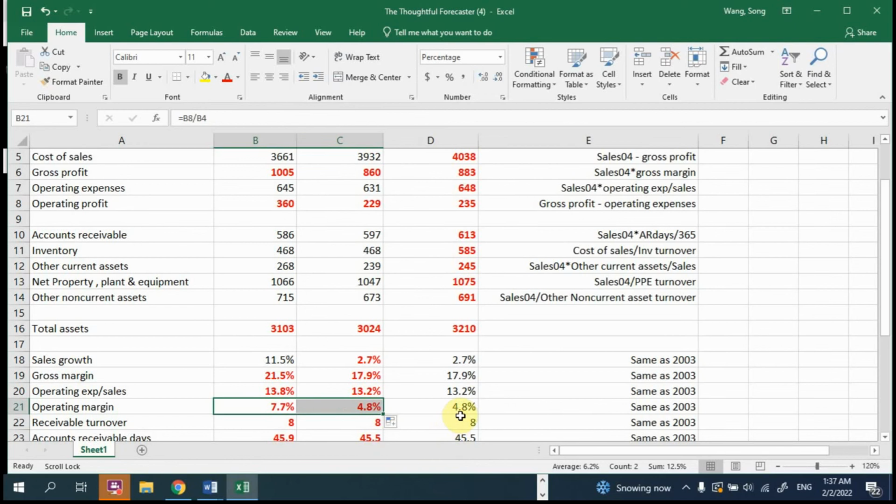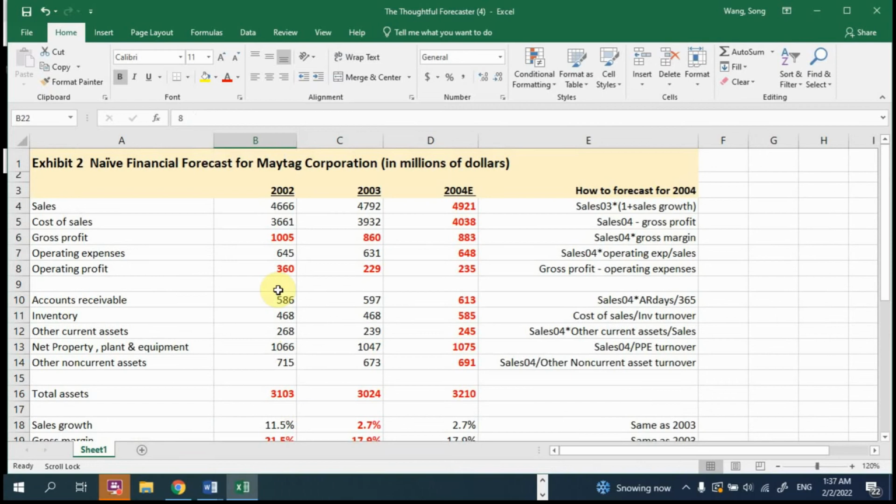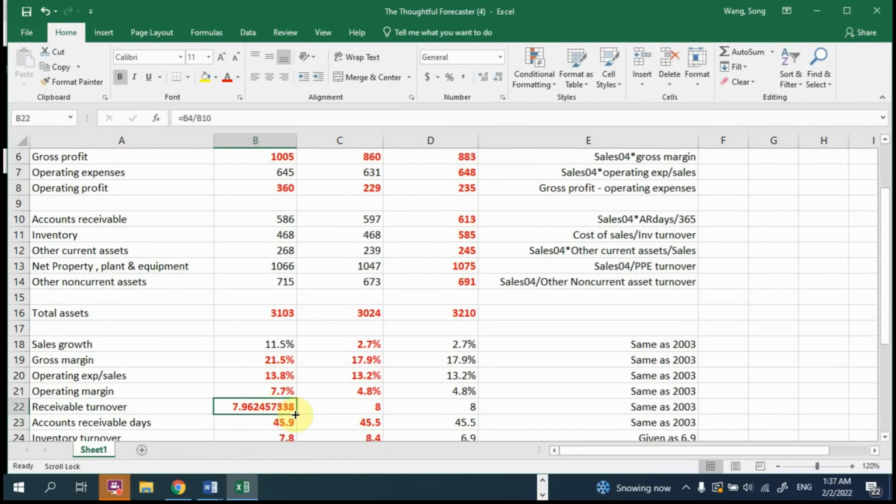For receivable turnover, this is basically your sales divided by accounts receivable. So we use sales divided by accounts receivable right here, and then we drag it. You can see the number here is slightly different because we're using different years of data. If you just decrease the decimal, you will see the number is actually different. If we show some decimals there, the number would be a little bit different.